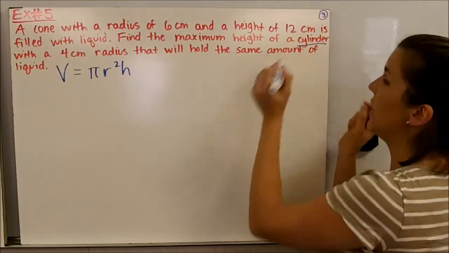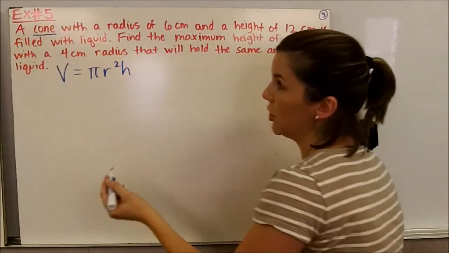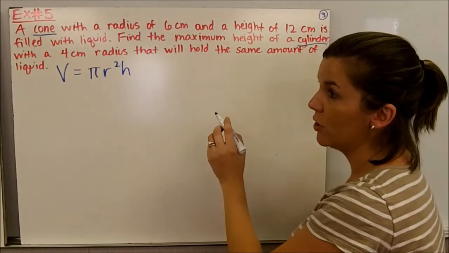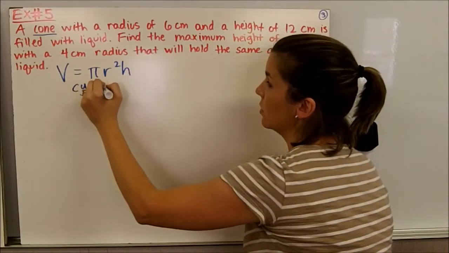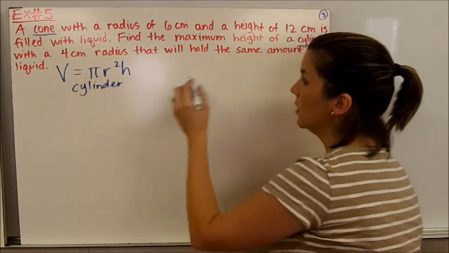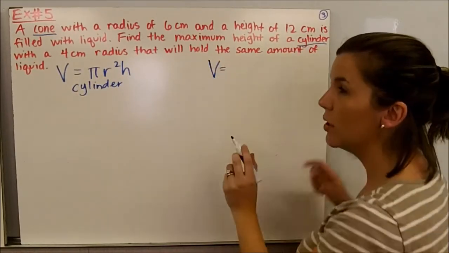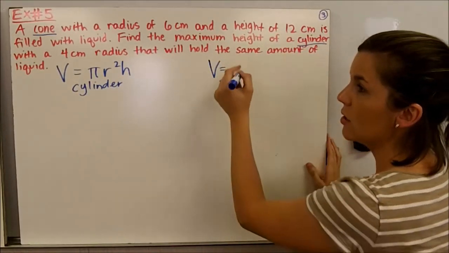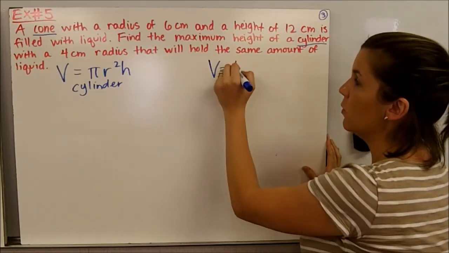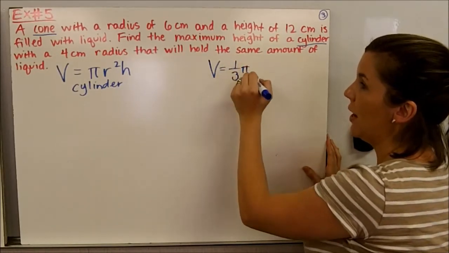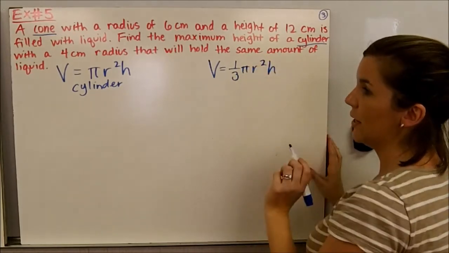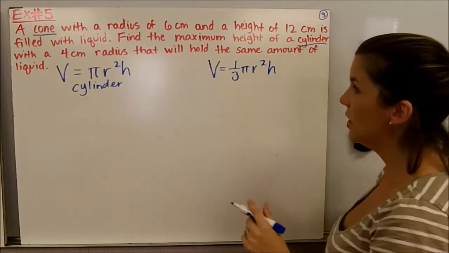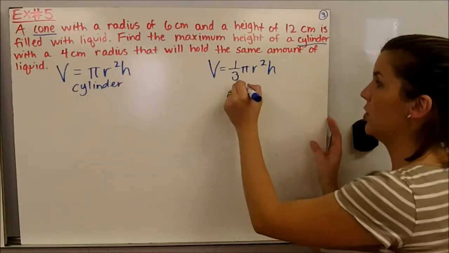So in this one we have a cylinder and we have a cone. The volume of a cone, so this one is cylinder, and the volume of a cone is 1/3 pi r squared times the height. So cylinder and cone.